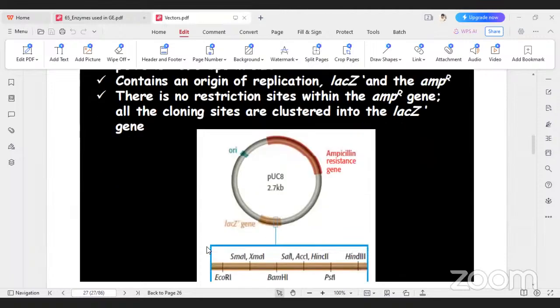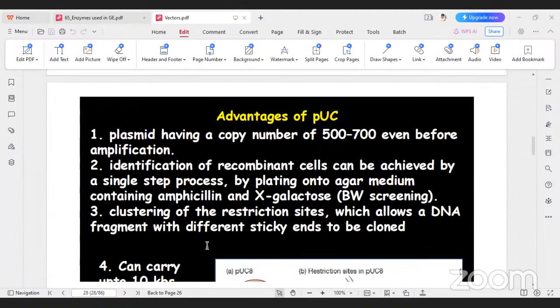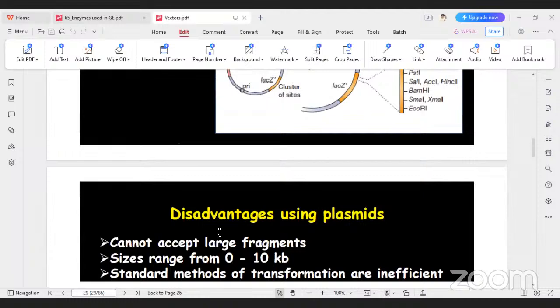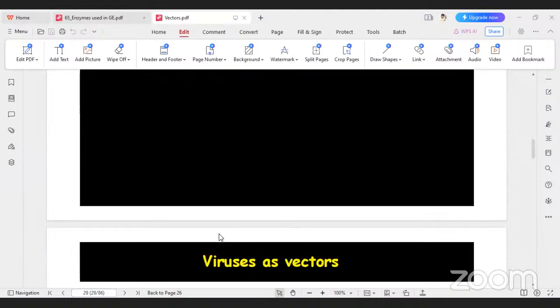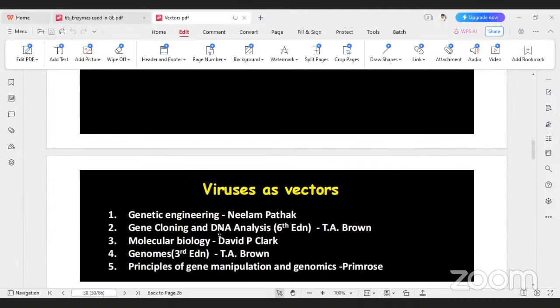Actually, in our book these are not all given. Before viral vectors, some other important points about plasmid vectors. The term plasmid was first introduced by the American molecular biologist Joshua Lederberg.